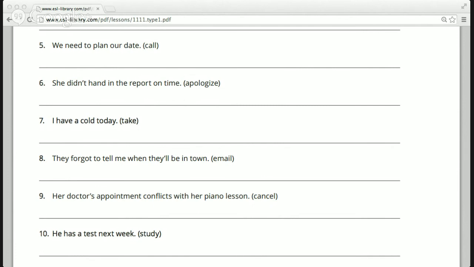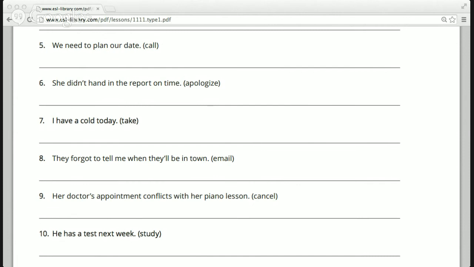Let's go to Amparo. Amparo number 8, please. They forgot to tell me when they'll be in town. Should I email them? Yes, you should email them to know when they are being in town. Okay. To know when they'll be in town. You could say yes, you should email them to know when they'll be in town.